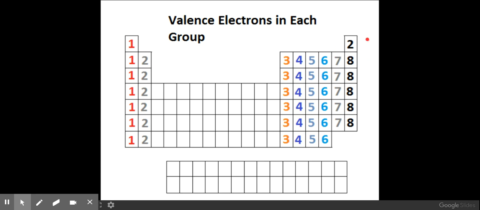Remember, the only one that's different is this one, because it only has one shell, and that littlest shell only has space for 2. So it still acts like these ones that have the full shells. Okay? That's valence electrons, and that's it for now.